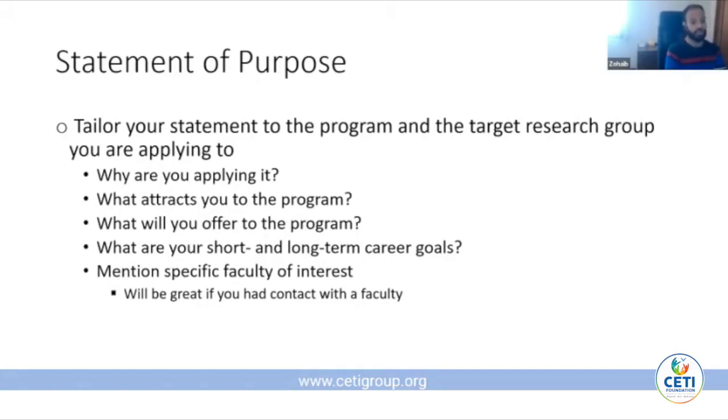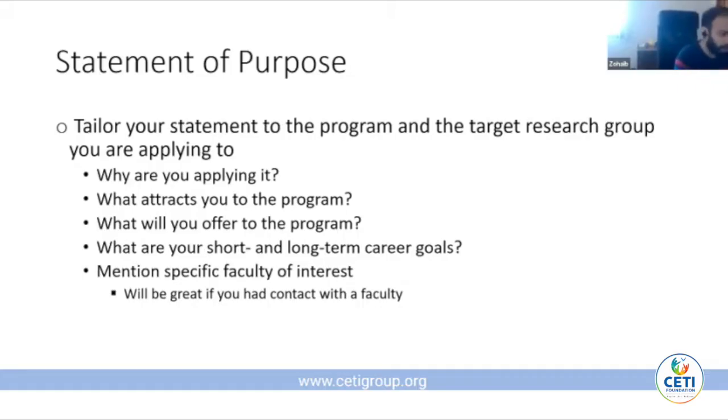What attracts you to the program? What will you offer to the program? What are the short and long-term career goals? And you need to mention specific faculty of interest to you. And I would again say it would be great if you had contact with a faculty. You can mention in the statement of purpose that you're interested in working with this faculty, if that faculty has given you a reply.